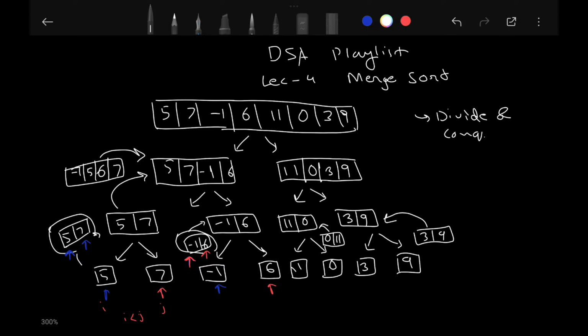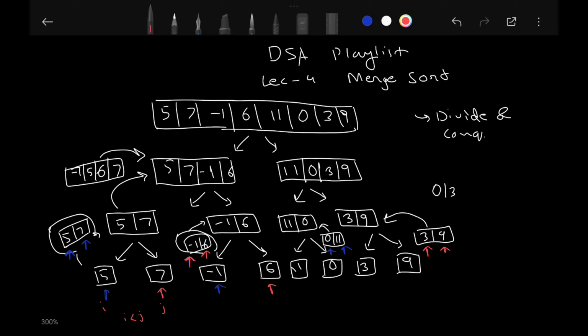Now performing the same action here, comparing with the i and j pointers. The i pointer is pointing here and the j pointer is pointing here. Which is smaller, i or j? Definitely i is smaller, so 0 is put, and i is incremented, now pointing towards 11. 11 or 3, which is smaller? 3 is smaller, so 3 is put here. Now j is incremented. Now 9 or 11, which is smaller?